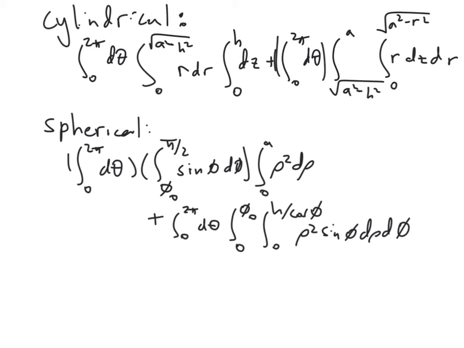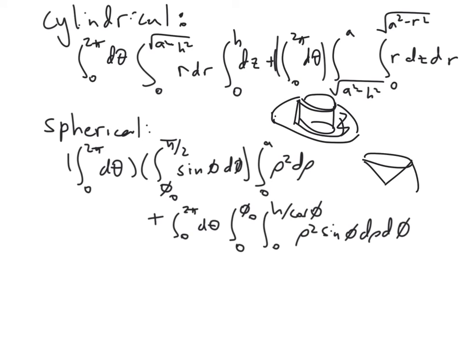Here are the setups in cylindrical and in spherical. In cylindrical, this was the sum of a cylindrical region plus a spherical shell piece. In spherical, this was the sum of a cone and a wedge out of a sphere. And as we look to this first integral, the one where everything factored, this is going to be the volume of the cylindrical piece, and that should be quite clear. We're going to get the d theta gives us a 2 pi. The dz gives us an h.